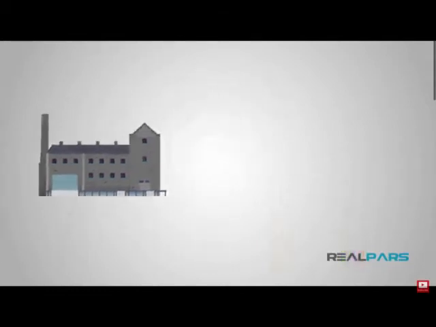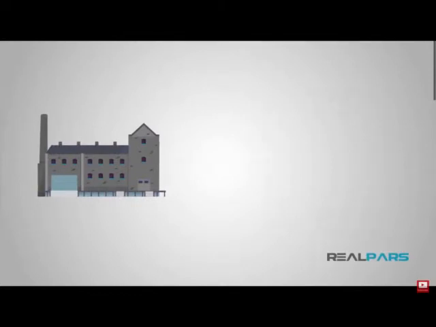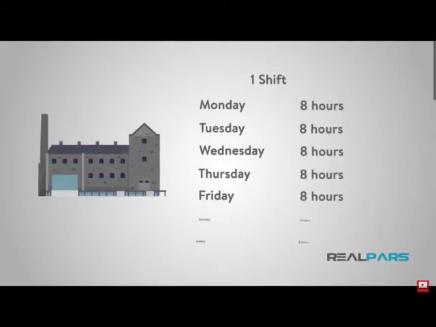The plant's process can create 1,000 cases an hour of a solid color and 500 an hour of a mixed or multicolor. The plant has only one shift, and that shift works 8-hour days and no weekends.